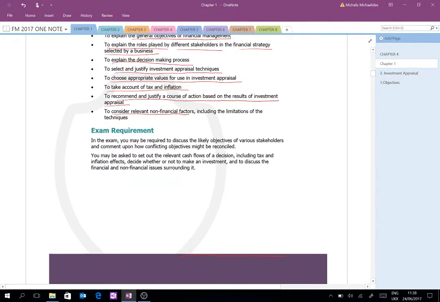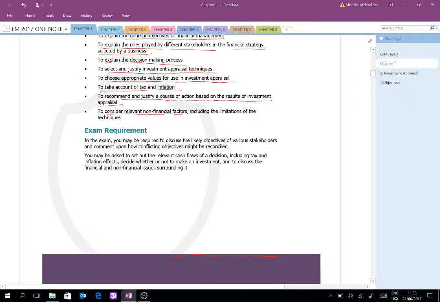Now, what are the exam requirements? So definitely in the exam, you may be required to discuss the likely objectives of various stakeholders, and you need to be in a position to comment upon how conflicting objectives might be reconciled between the different stakeholders.